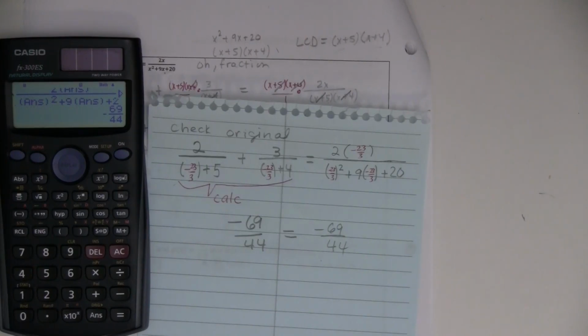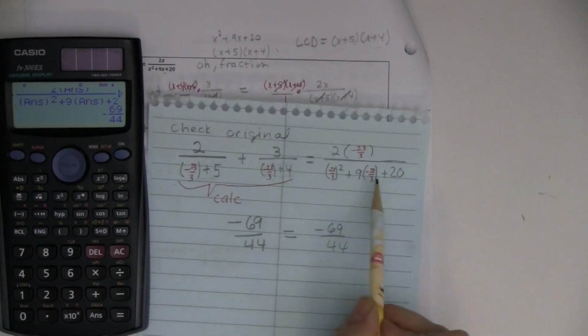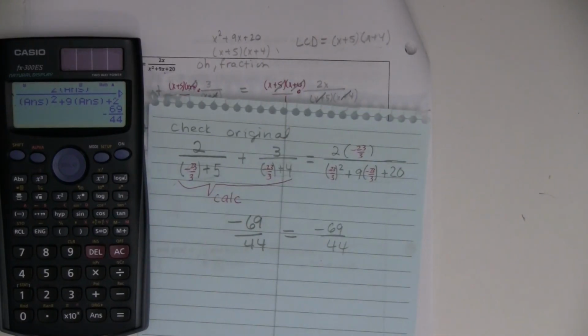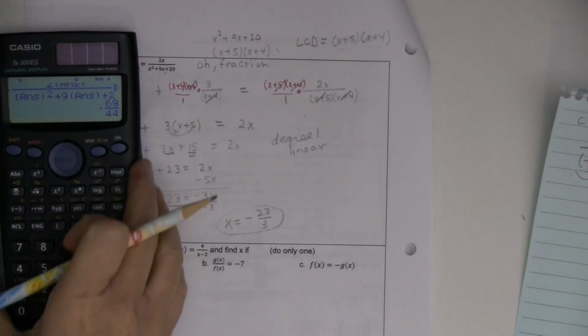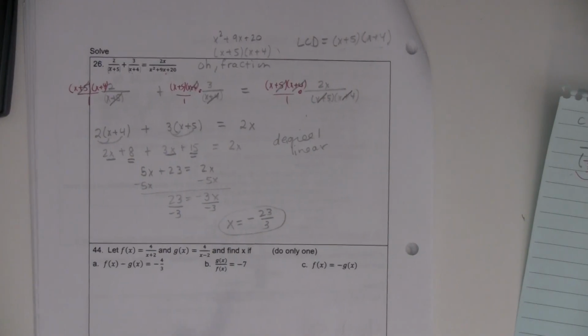Also, you notice it didn't make any of the denominators of the original 0. This was not 0, this was not 0, and this was not 0. And I do know that I have one where it does make a 0. I'm going to end this video here for part 1, and then come back in part 2 and do 44.